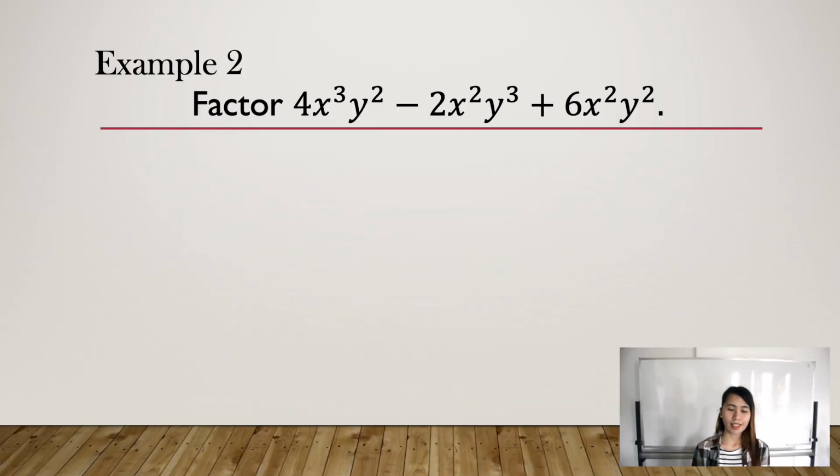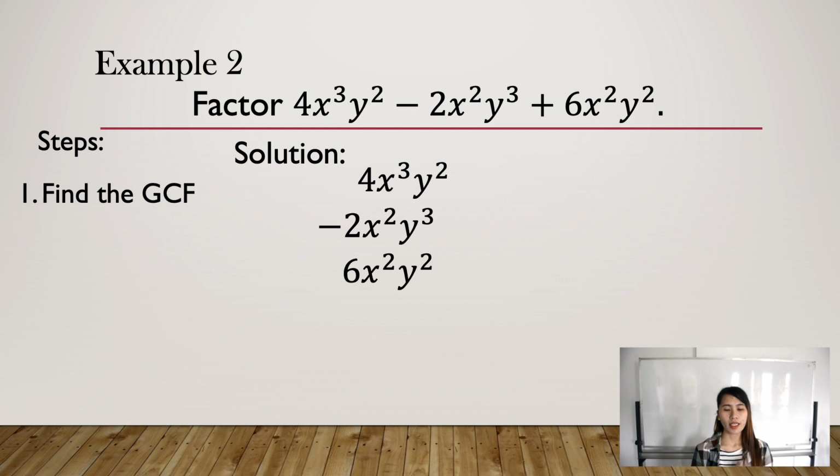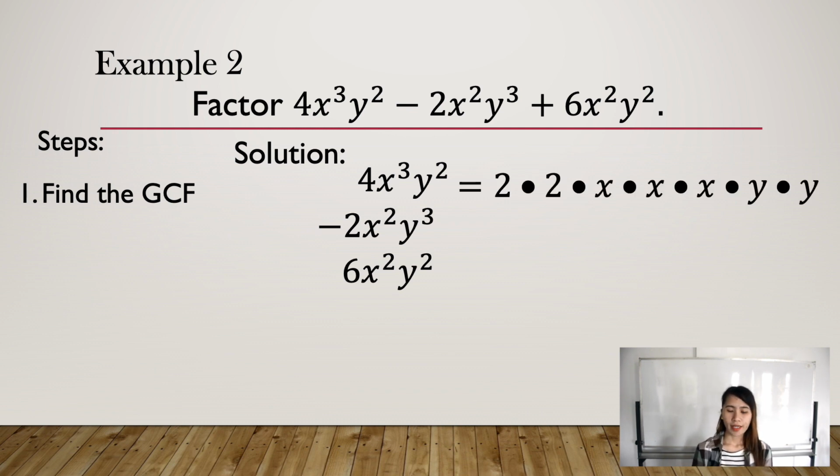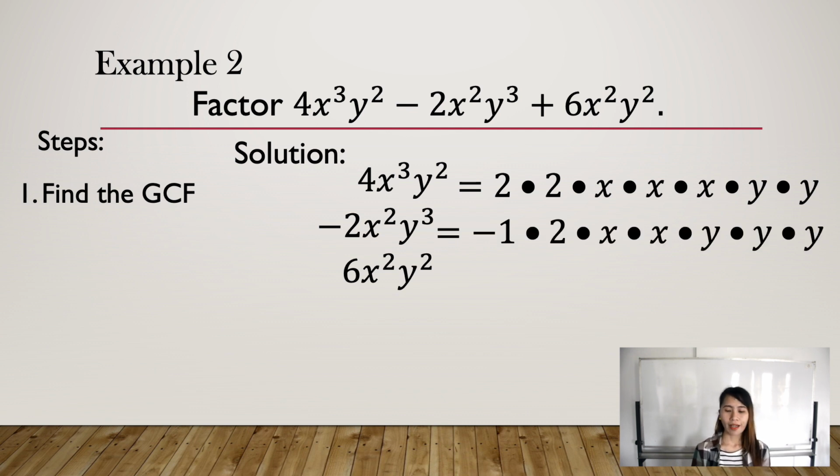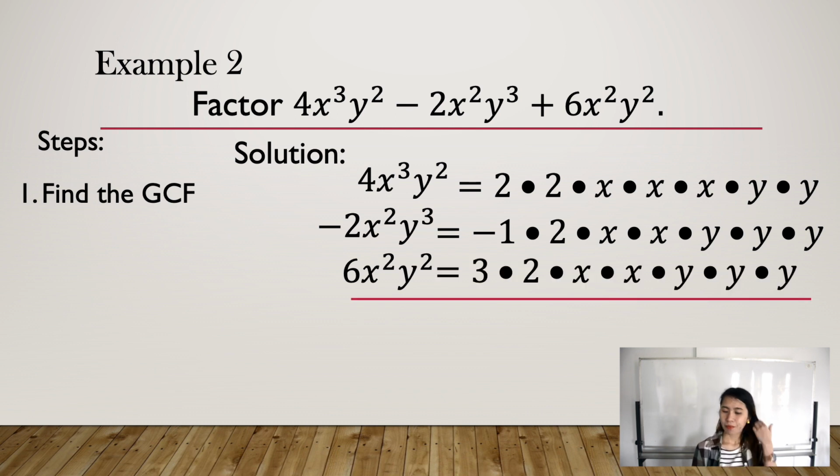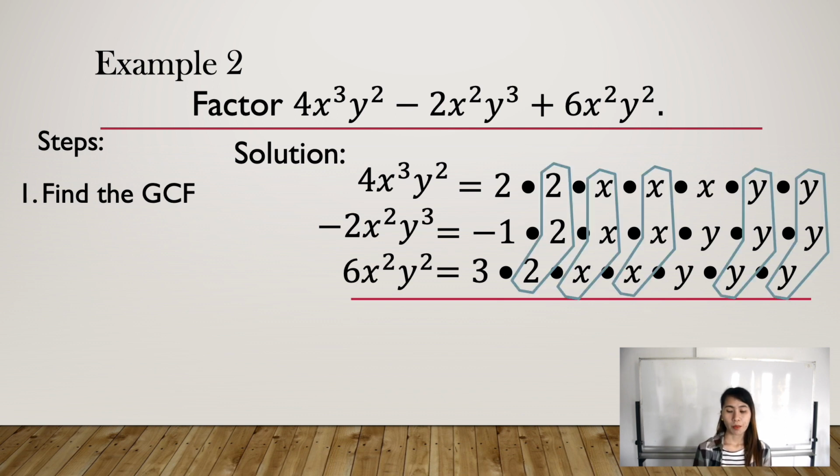Another example, factor 4x cubed y squared minus 2x squared y cubed plus 6x squared y squared. First step, find the GCF. Here's the solution. Let's find the common factors of these three terms. So we have 2, x, x, y, y. So we have our GCF for this polynomial, which is 2x squared y squared.